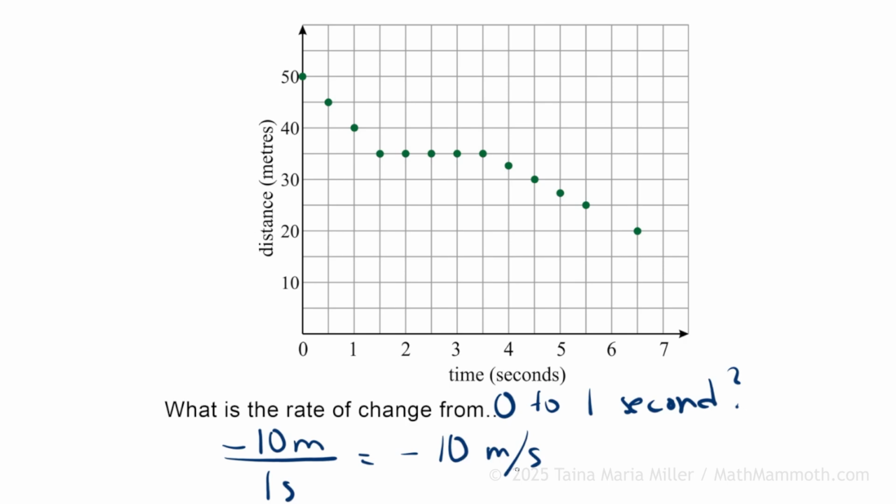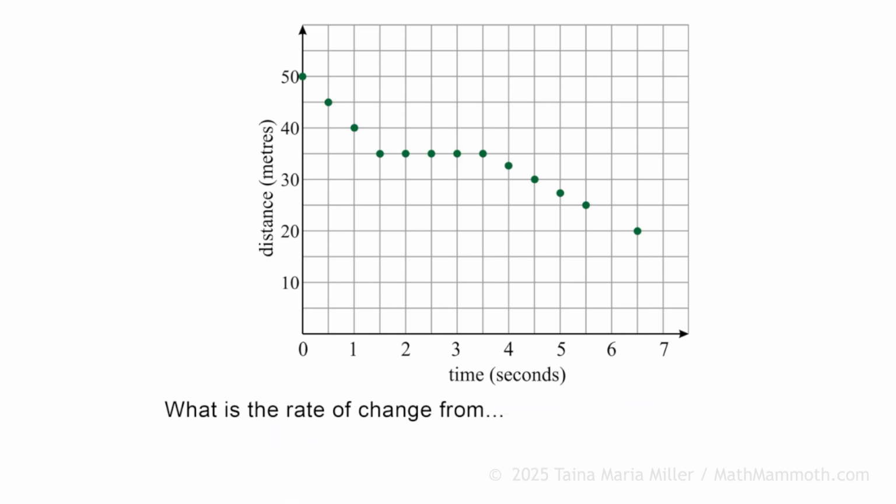So this is again a speed. Maybe something is traveling. If the speed is negative, they're going backwards. Now let's check the rate of change from 2 to 4 seconds. Actually, from 2 to 3 seconds, we can see that this thing is not moving at all. The distance is not changing.